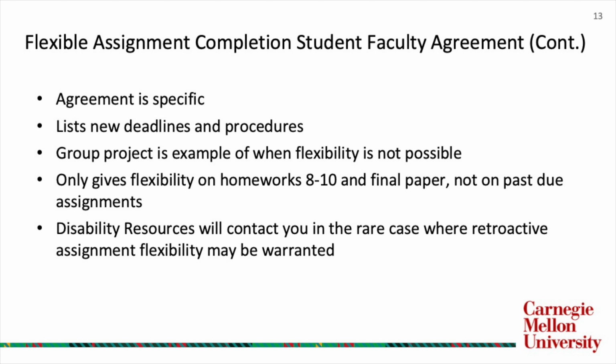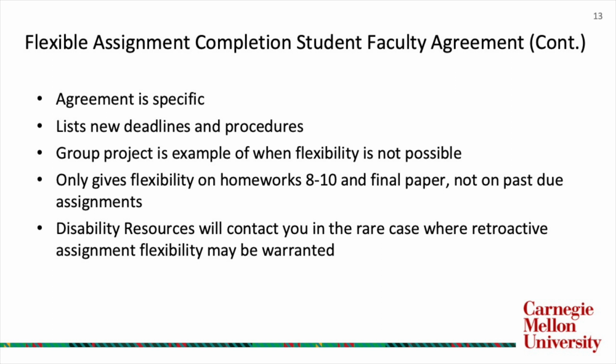Now, one of the things that you might have noticed from that agreement is that it only listed flexibility on homeworks 8 through 10. And you might wonder, well, why not homeworks 1 through 7? Well, because the student either didn't have the accommodations set up until later in the semester, or maybe they did, but they just went to you on March 15th and said, these are my accommodations.